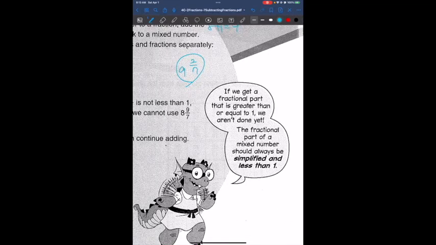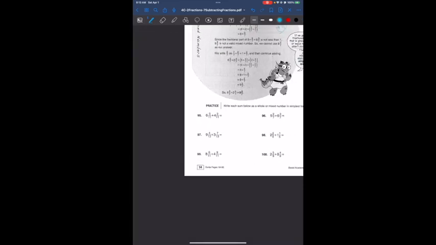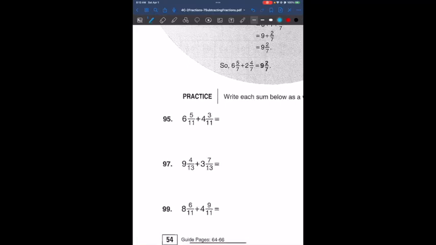And so it says if we get a fractional part that is greater than or equal to 1, we aren't done yet. So the fractional part of a mixed number should always be simplified and less than 1. And so we're going to do some more practice problems.